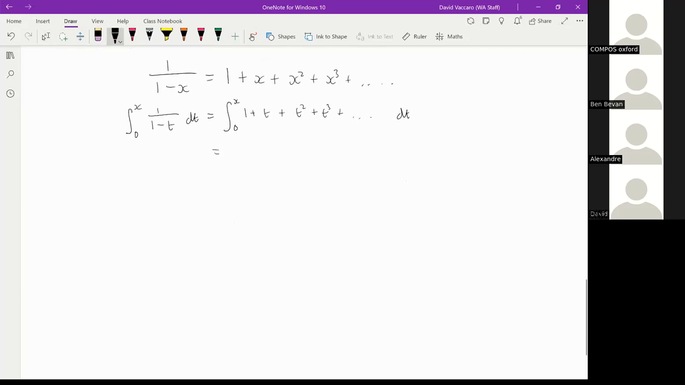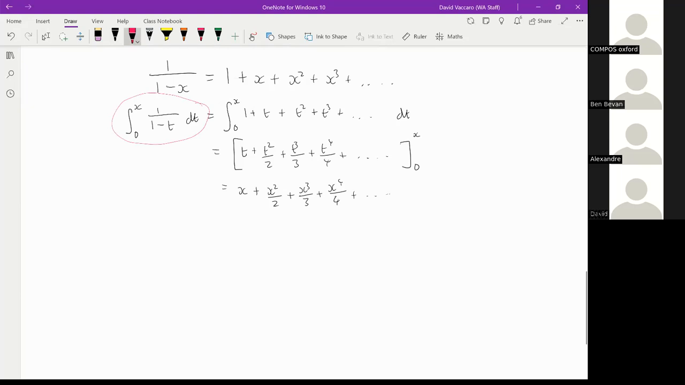I'll do the right-hand integral first. That's nice and easy because this is just a polynomial. So I get t plus t squared over 2 plus t cubed over 3 plus t to the 4 over 4 plus dot, dot, dot, evaluated between 0 and x. So I get x plus x squared over 2 plus x cubed over 3 plus x to the 4 over 4 plus dot, dot, dot. What about the integral on the left-hand side?